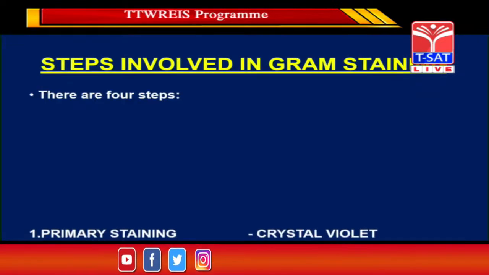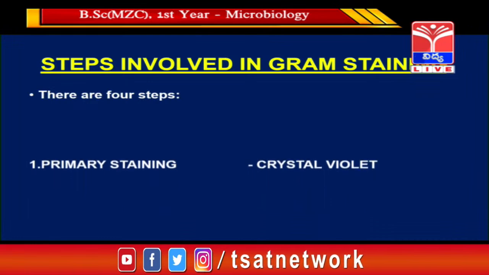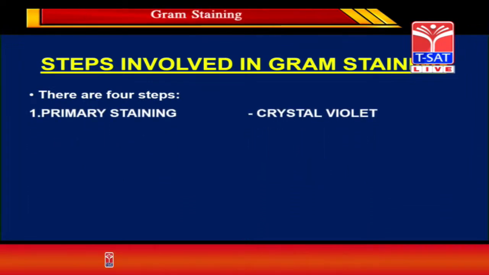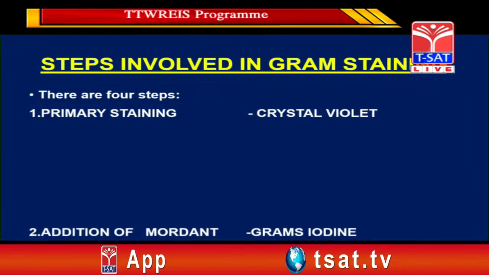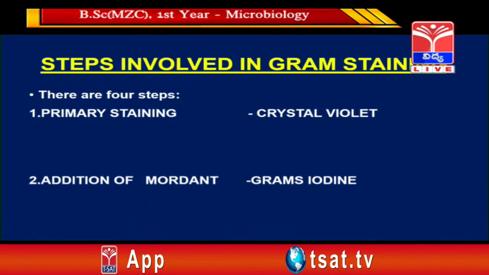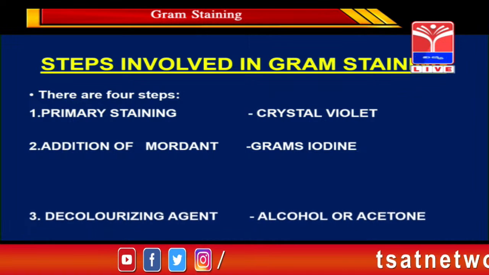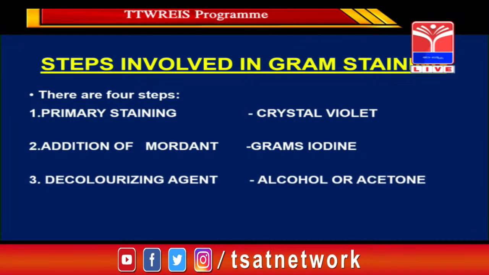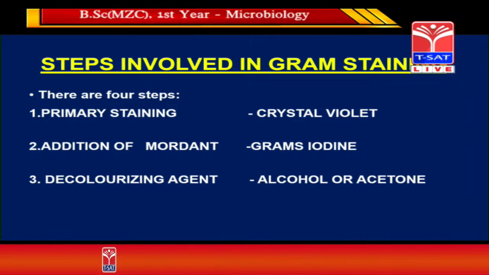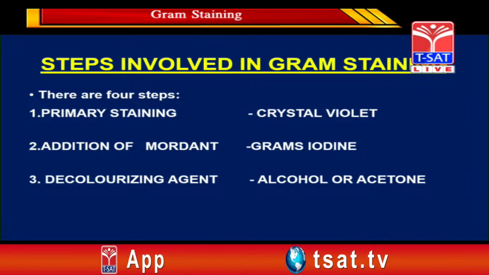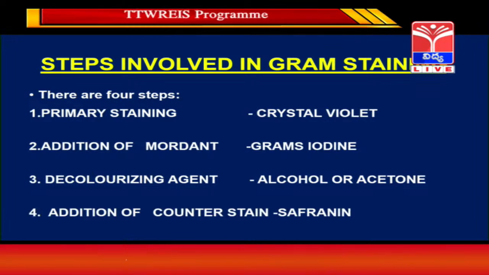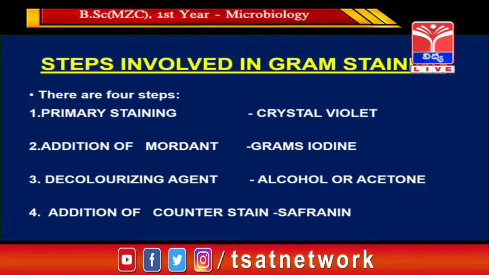And the next one is the different types of steps involved in Gram staining. There are majorly 4 different types of steps involved in this Gram staining. The first one is primary staining, which is crystal violet. The second one is addition of mordant, which is Gram's iodine. The third one is the decolorizing agent, which we have used in this Gram staining, alcohol or acetone. And the last one is addition of counter stain, which is safranin.